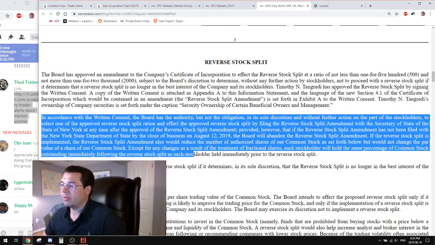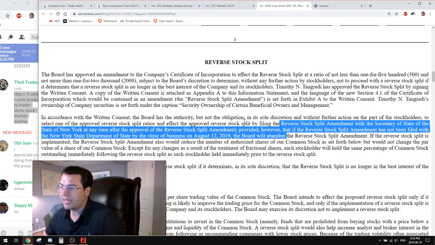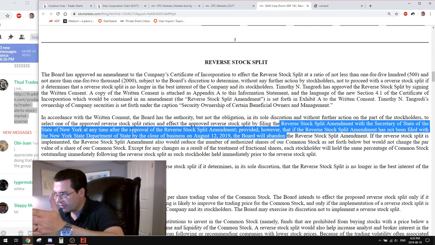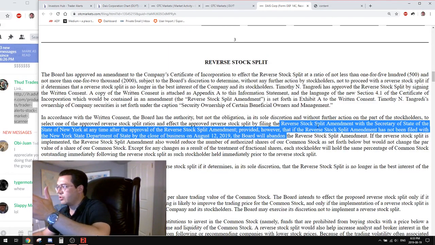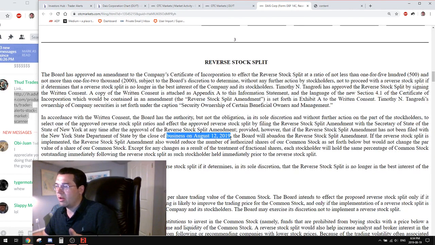In accordance with the written consent, the board has the authority, blah, blah, blah. Two, select one of the approved ratios and effect the approved reverse split by filing the reverse split amendment with the Secretary of State of New York at any time after the approval, which is July 11th, provided, however, that if the reverse stock split amendment has not been filed with the New York SOS by the close of business, August 12th, 2019, the board will abandon the reverse split amendment.